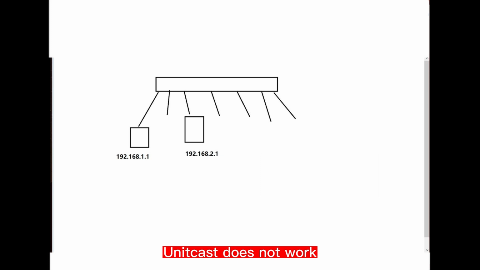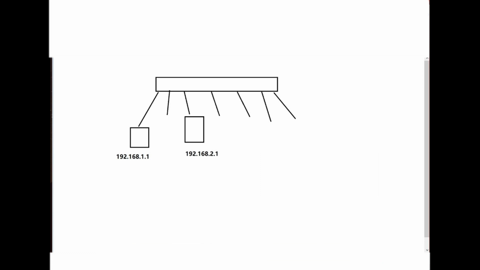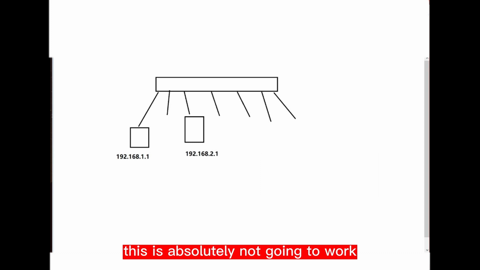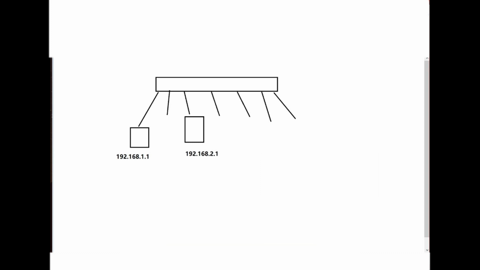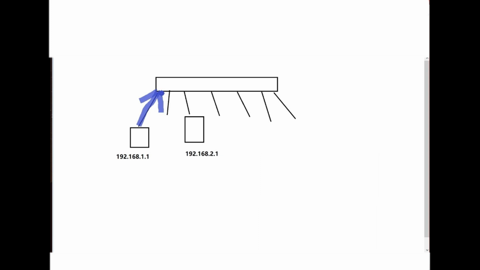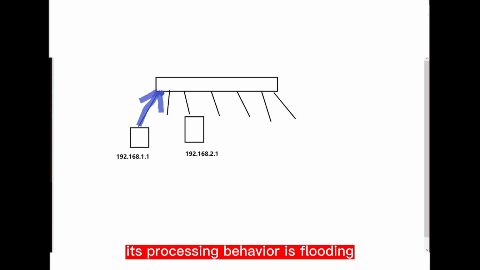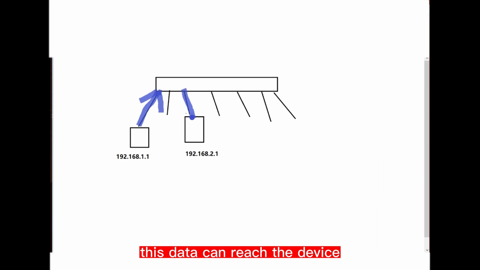Unicast does not work if it crosses network segments, you only communicate on the second layer, and do not configure a gateway for it. This is absolutely not going to work. But you need to know: unicast fails but broadcast works. Now this PC1 sends broadcast data. After the switch receives the broadcast data, its processing behavior is flooding. So as long as this data is broadcast data, it can reach the device.